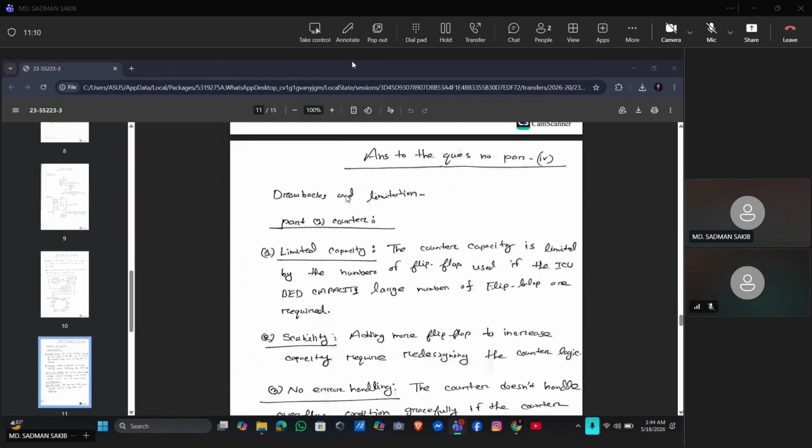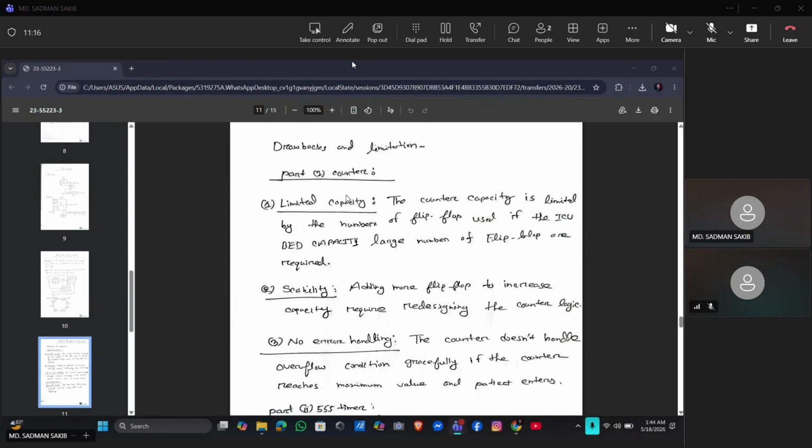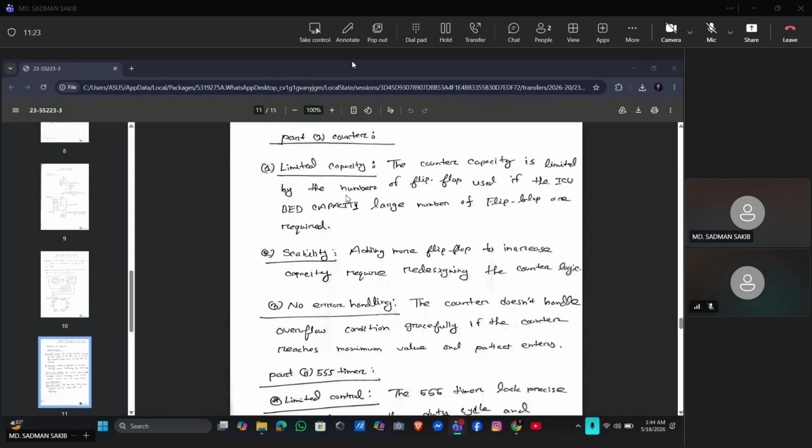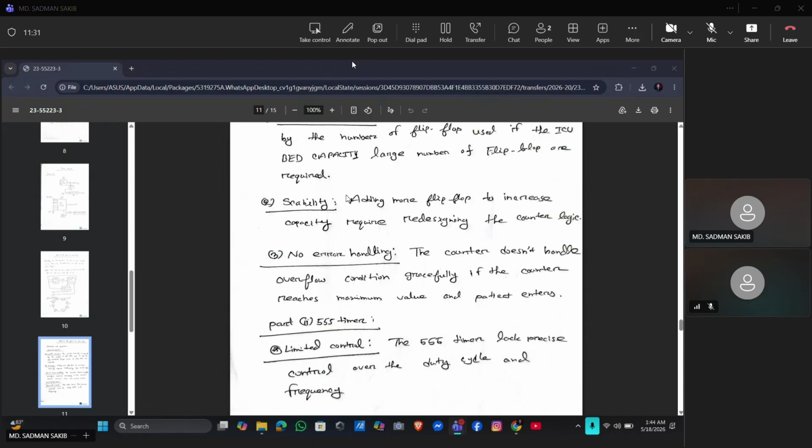Now I'll discuss the limitations of the system. First limitation, the counter capacity is limited by the number of flip-flops. Second, increased capacity requires redesigning the circuit. Third, overflow conditions are not handled properly. Also, the 555 timer has limited control over the duty cycle and frequency.